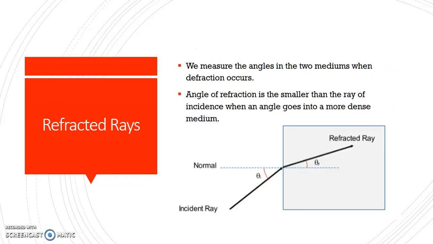We actually will be measuring the angles in the two different mediums when refraction occurs. The first example is when the angle of refraction is smaller than the angle of the incident ray, when the ray goes into a more dense medium. So if we look at the example below, this angle is going to be smaller than this angle. So this means that the material that we see in the blue is going to be more dense.